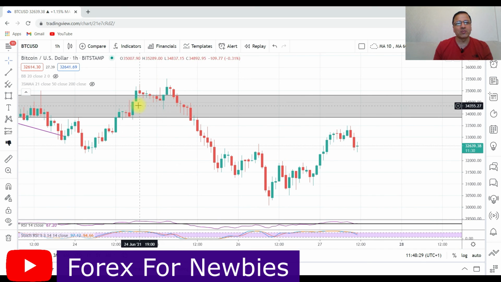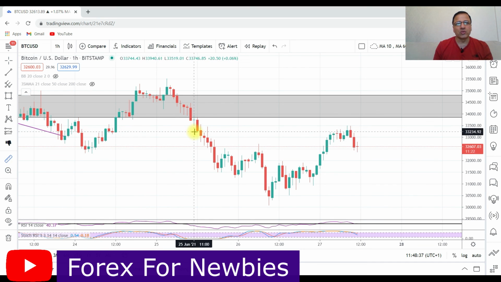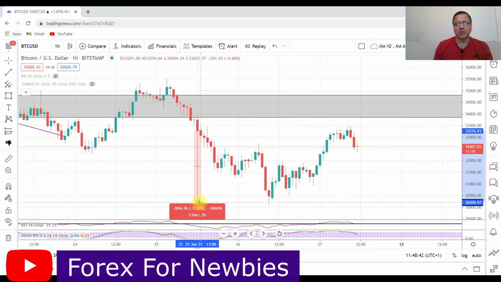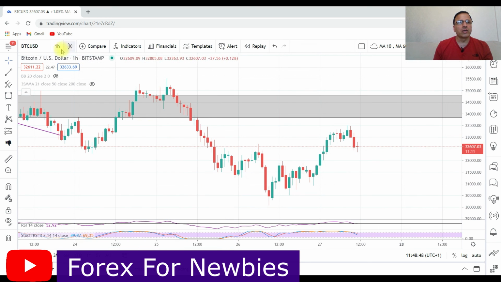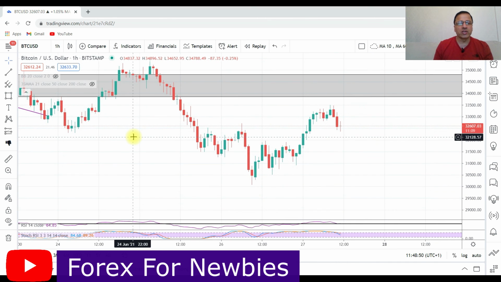For example, that was a false breakdown, it couldn't break up, as you can see on the daily time frame, and after this bearish candle you could have entered this trade and taken lots and lots of pips, thousands of pips, as you can see all the way. You see, these are the pips. So yeah, that's BTCUSD traders.